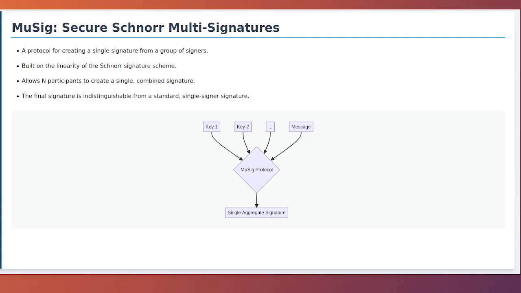It allows multiple participants to combine their public keys into a single, aggregate public key, and then collaboratively create a single Schnorr signature that is valid for that key. The final result is a transaction that looks identical to a standard, single-signer transaction, which has profound benefits for both privacy and scalability. In this presentation, we will explore why simple signature aggregation is not secure, how MuSig solves this problem, and we will walk through the entire interactive signing protocol step by step.